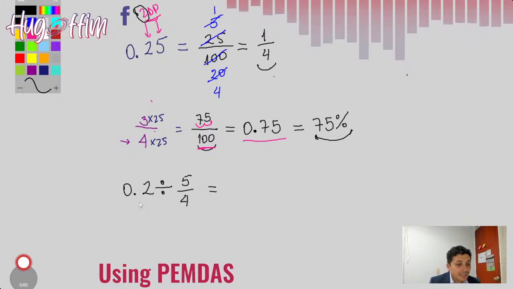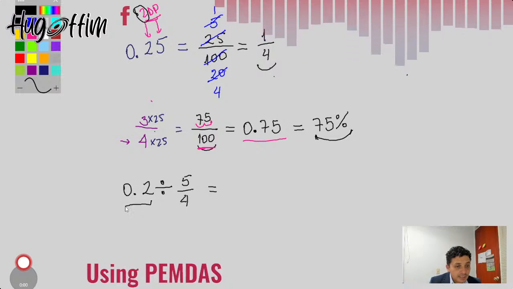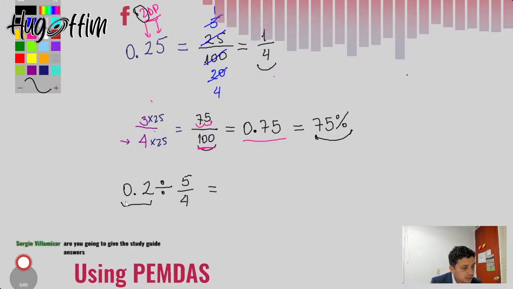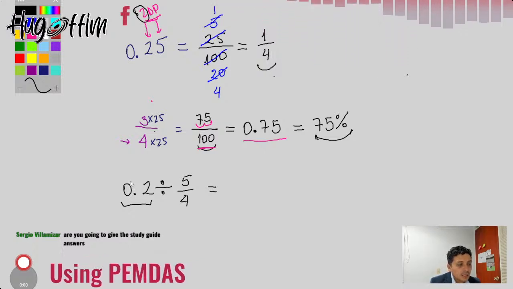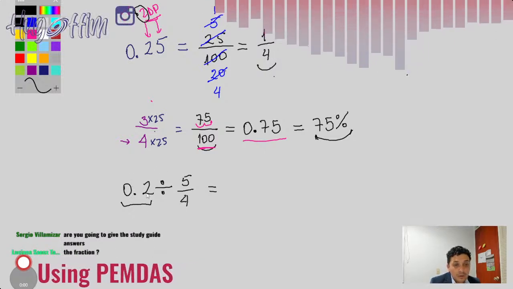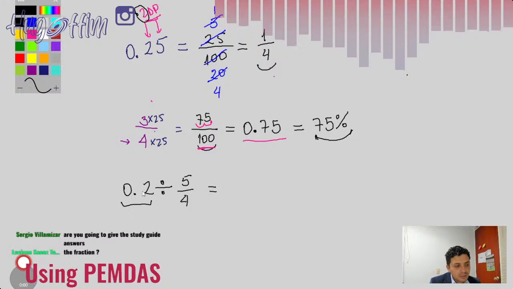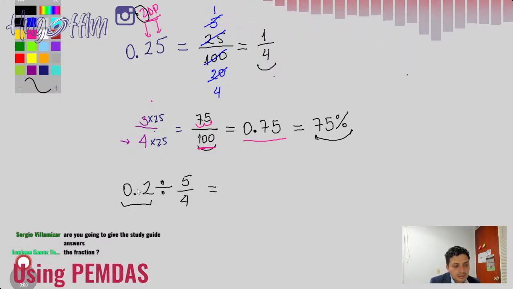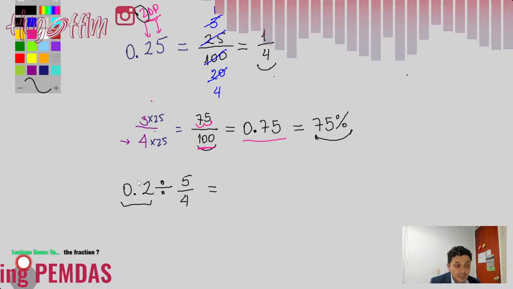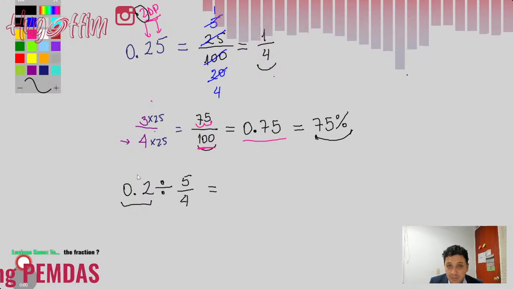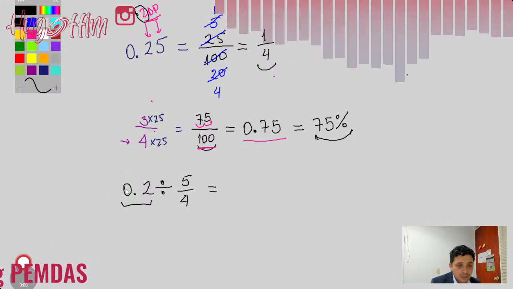I'm going to convert it into a fraction. This 0.2, I'm going to convert it into a fraction. I'm doing the study guide. These are the answers, and yes, the answer changes if you don't simplify. You must simplify all answers.